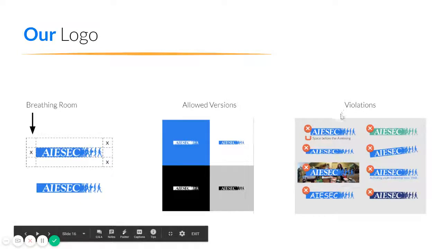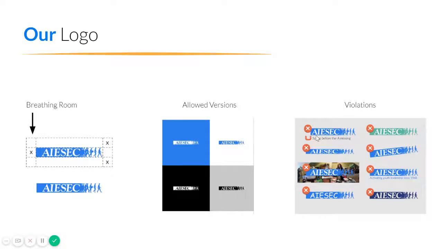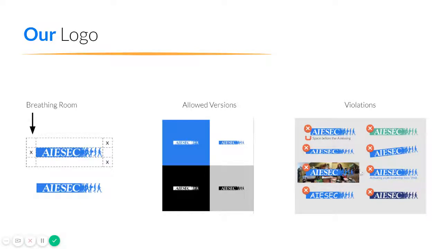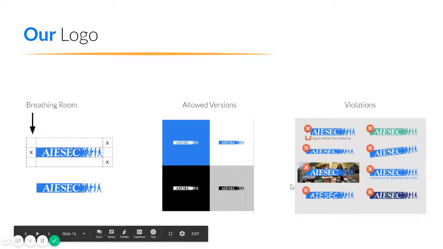Moving on, these are also considered violations: you cannot use an old logo. This is one of the old logos. You cannot compress the logos. You cannot tilt the logos and use them. You cannot change the colors of the logos, and you cannot change the font or add these kinds of things. Also, you should avoid adding the blue logo on backgrounds with too much going on. Try having a plain background for adding the logo.